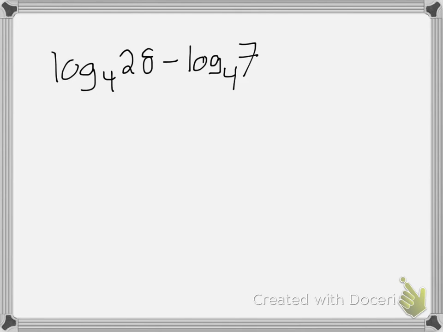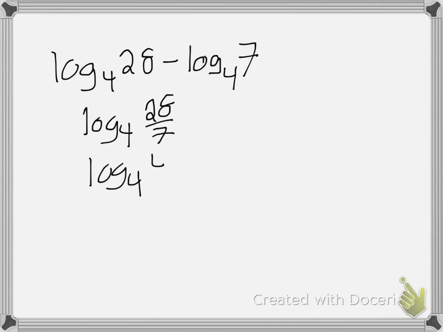You were asked to simplify this without a calculator and show all steps. Okay. Well, I have the same log. I have a minus here, so that means I have log base 4 of 28 divided by 7. Well, let's simplify that. So I now get log base 4 of 4. And what is log base 4 of 4? Well, that's just simply 1. All right, guys, that's it.